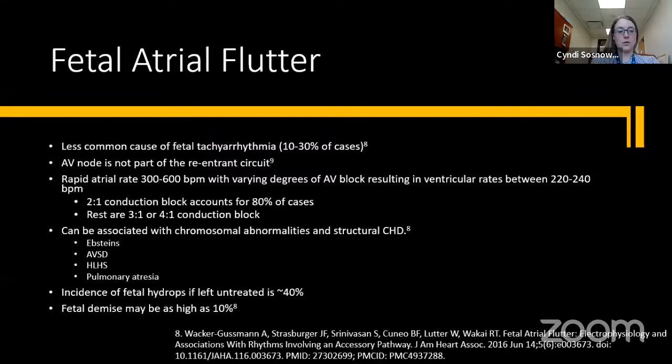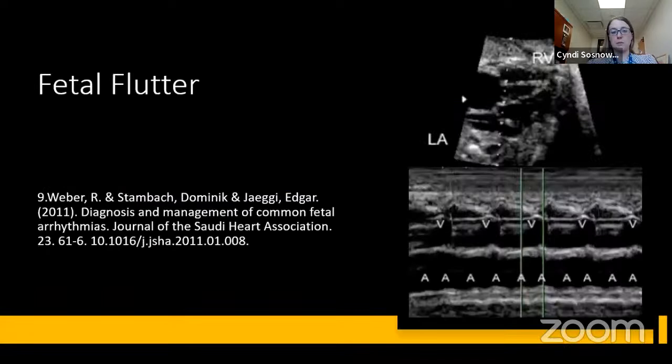And some of these can be associated with chromosomal abnormalities or structural CHD, which I've listed there: ASD, hypoplastic left heart, pulmonary atresia, Ebstein's is a very common one. And again, if untreated, the fetal hydrops rate is about 40% and fetal demise can be as high as 10%. So again, this is a picture I just borrowed from this JACC article.